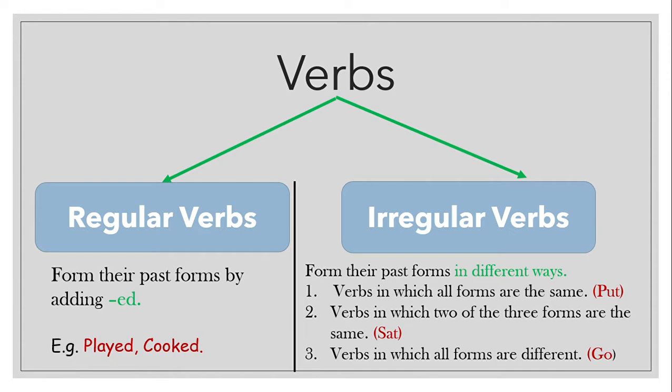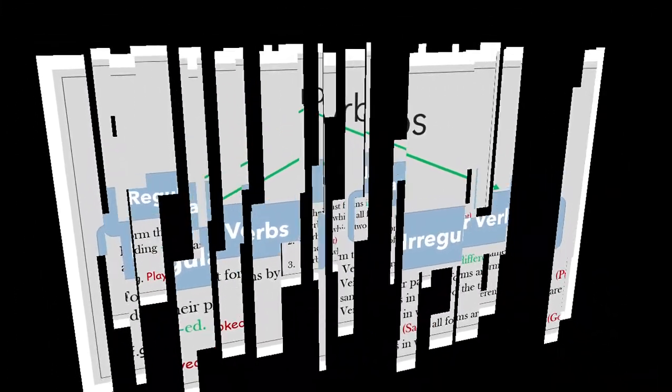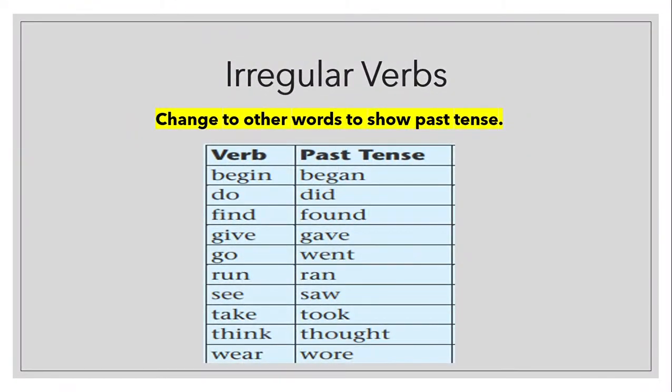Okay, so again, we have two types of verbs. We have the regular verbs that we took and the irregular verbs, which is today's lesson. Okay, with regular verbs, you add ed to change the verb to its past form, and with irregular verbs, the word changes. There is a special form. Let's see how.